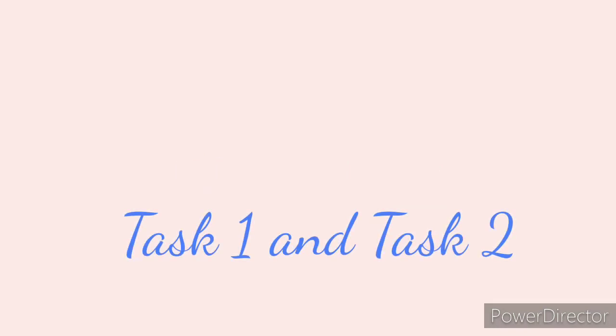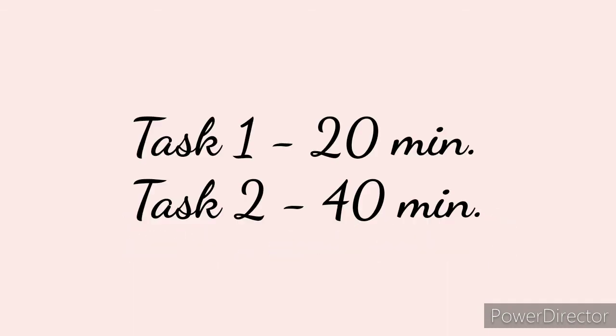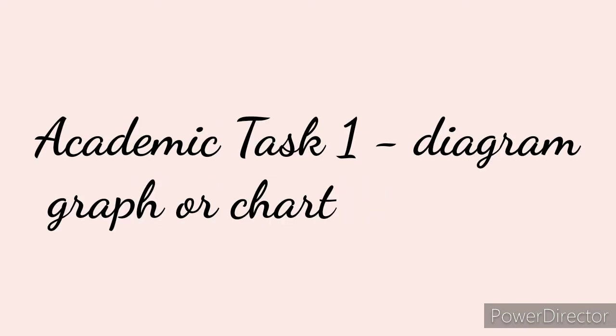There are two tasks in writing, task 1 and task 2. Collectively students get 60 minutes, but they need to spend 20 minutes on task 1 and 40 minutes on task 2. For academic writing, task 1 is a diagram. It can be a bar chart, pie chart, line graph, table, flow chart, or a process, or a combination of more than one chart that contains figures and detail.